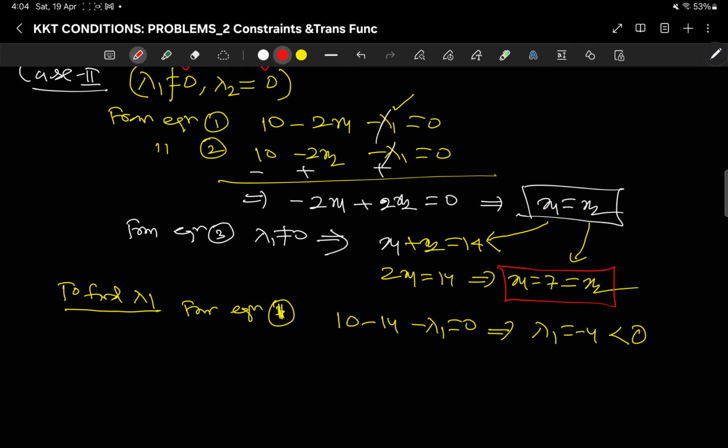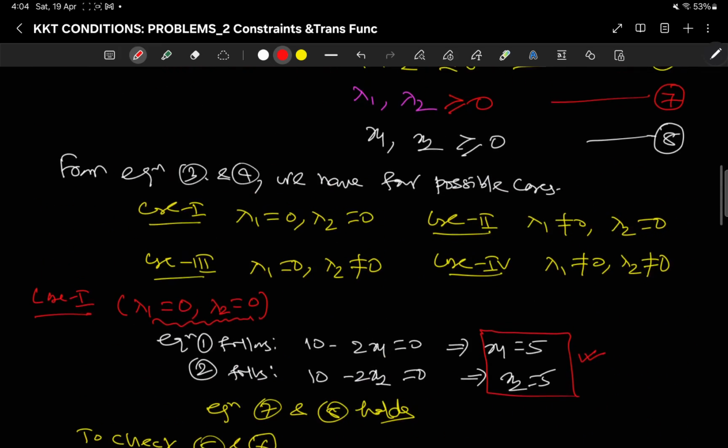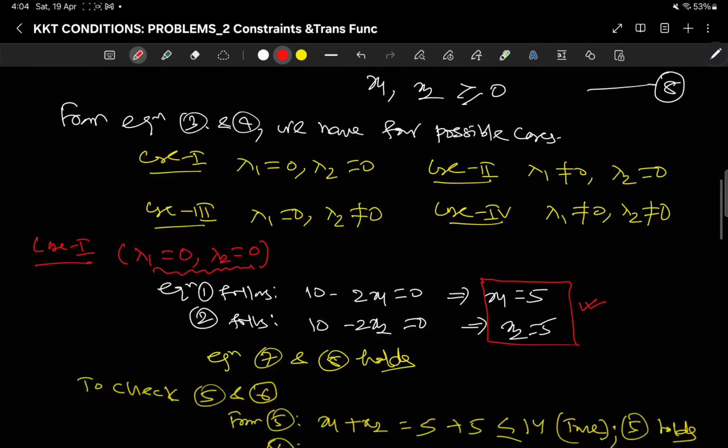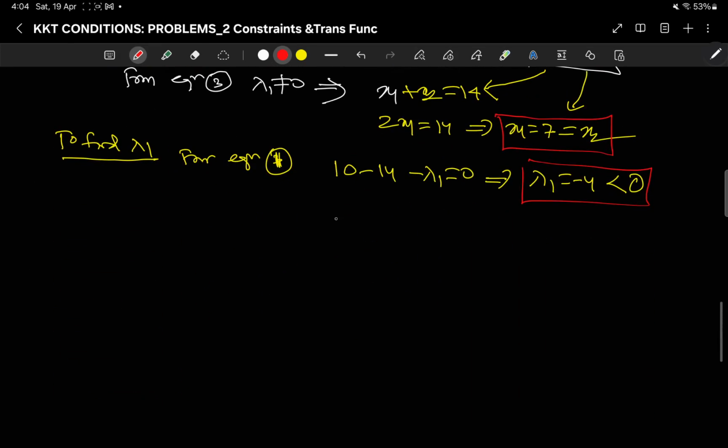So lambda 1 is negative here, so condition 7 fails, right? This implies condition 7 fails. Therefore case 2 doesn't work under the KKT conditions.